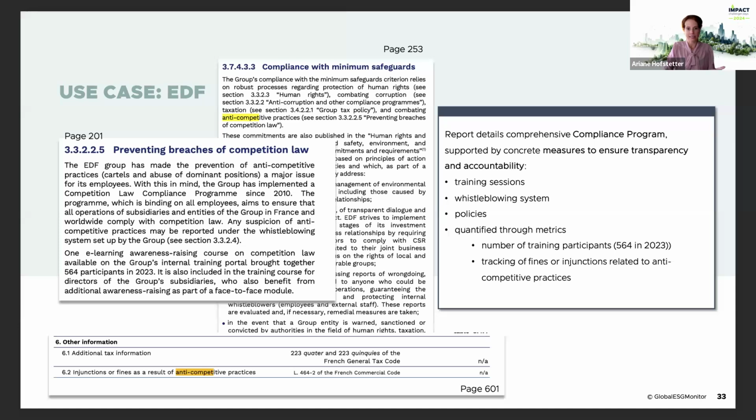And again, in addition to this, on page 601, they talk about fines or injunctions in connection with anti-competitive behavior, which were recorded in the reporting or which were underlying the company's accountability.